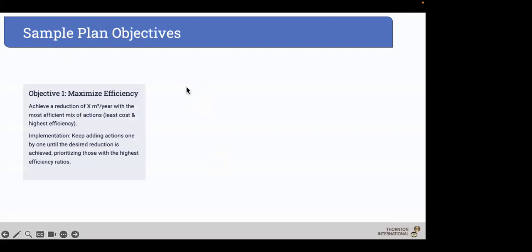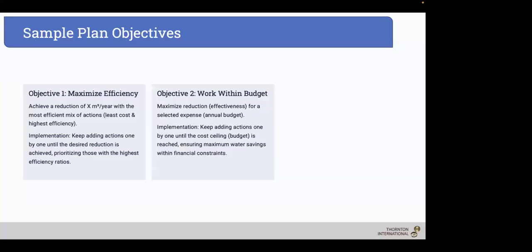So, sample plan objectives, which can be our objectives here: maximize the efficiency to achieve the reductions of some amount of water with the most efficient mix of actions, considering least cost and highest efficiency. Work within a budget, so maximize the reduction for the selected expense.